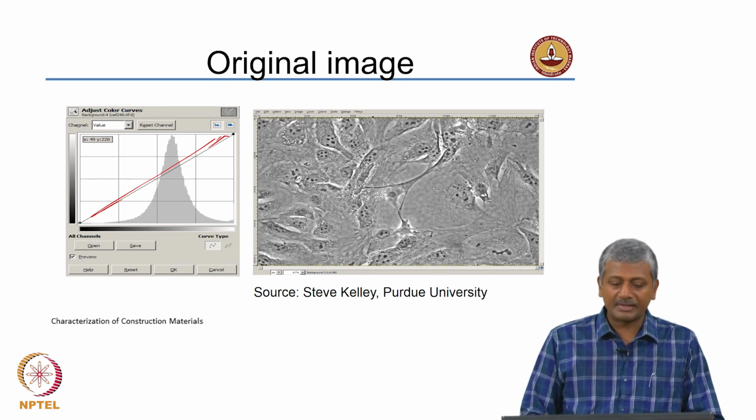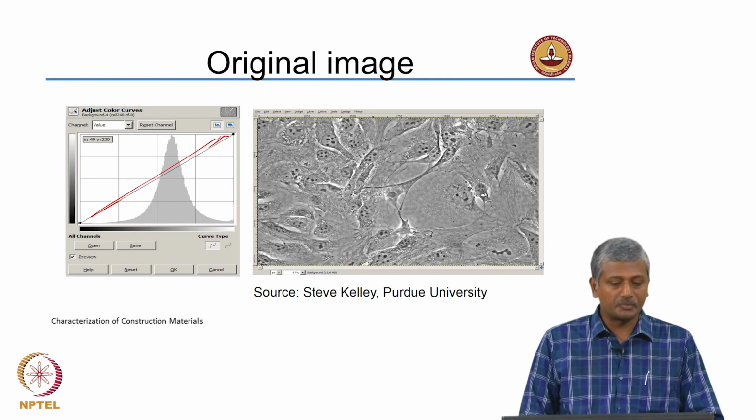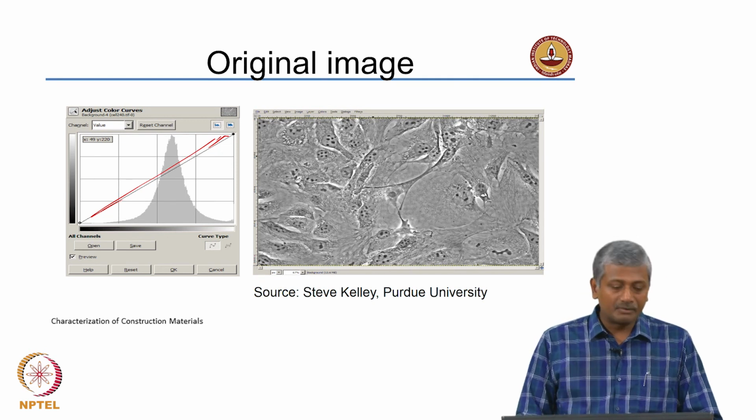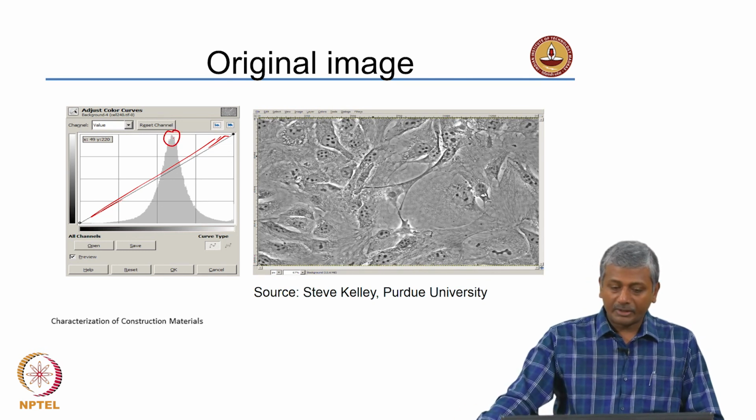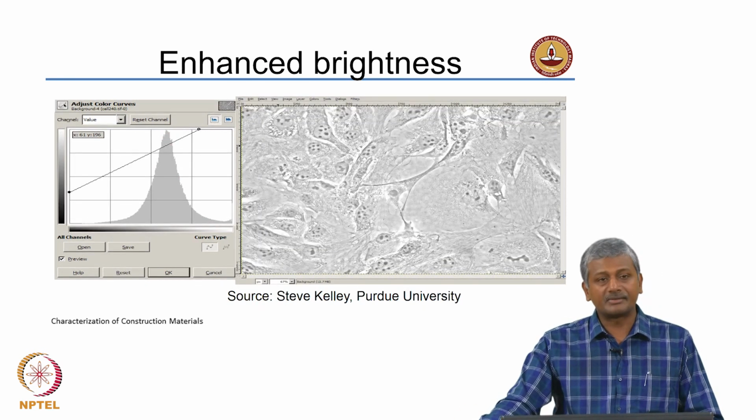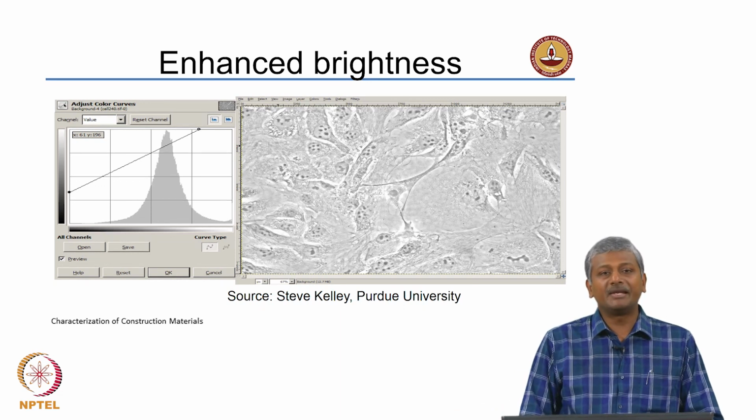I gave you the example of this biological material that was being imaged, and there is a gray level histogram that is represented by a peak at a certain location. When you actually want to change the brightness, all you are doing is simply adding a fixed gray level to each and every point. So, that raises the overall brightness of the entire image.